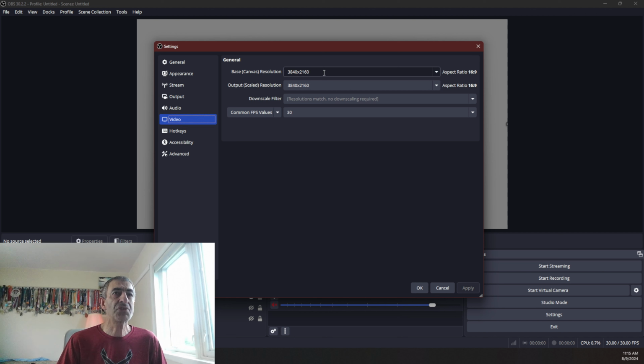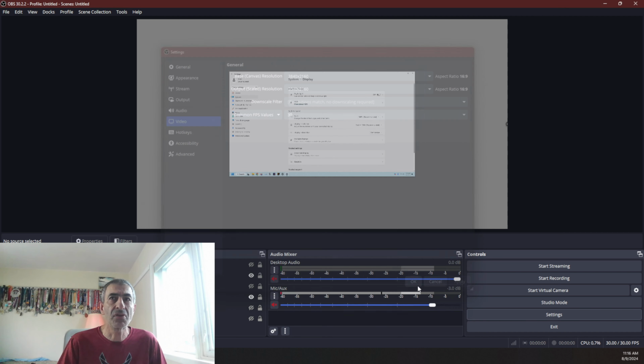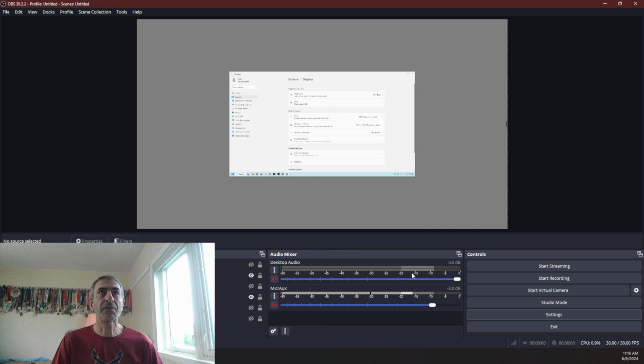I set the canvas at 3840 by 2160, and the output scaled resolution is the same. As I mentioned, I am happy with 30 frames per second. I don't see the need to go any higher than that.